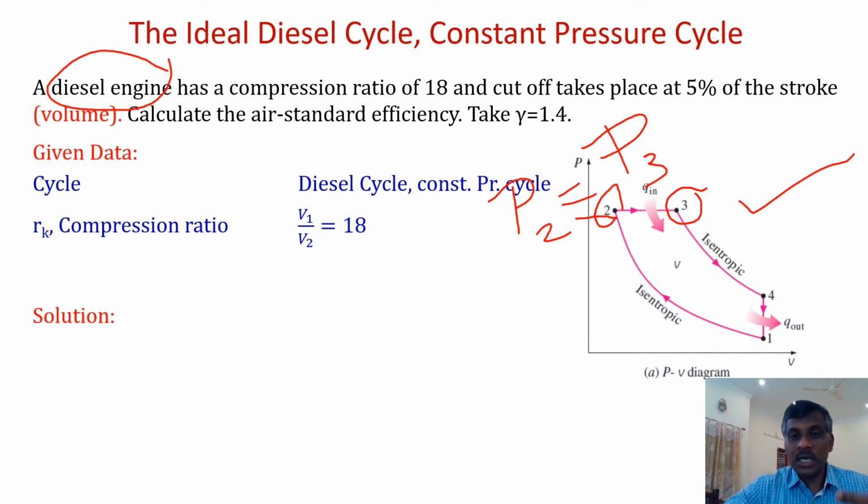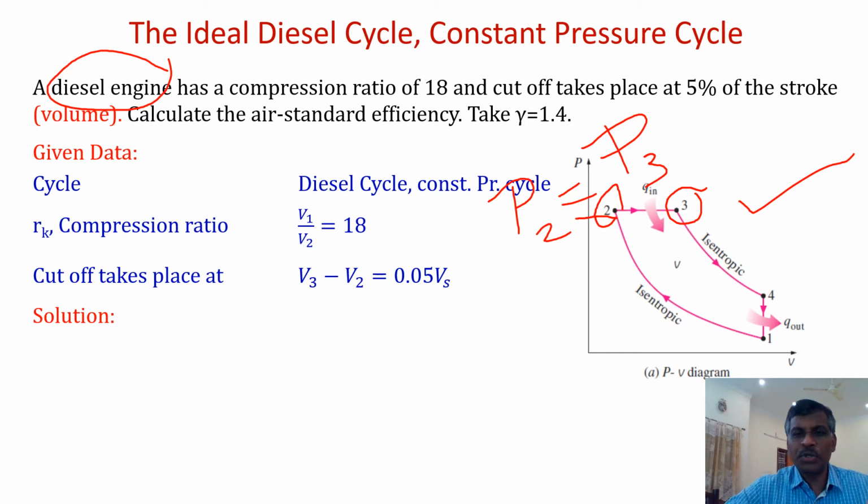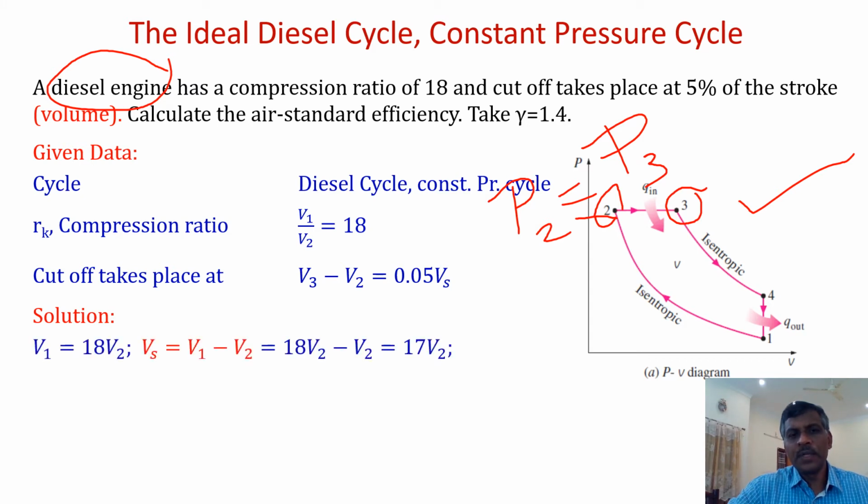Okay. So what is cutoff volume? V3 minus V2 is equal to 5%, that is 5 by 100 of swept volume. Volume swept by the piston, or stroke volume. That is a different word. Stroke volume, swept volume, displacement volume. Different words they use. And only these two data are given, and for air it is gamma equal to 1.4, and you have to take air standard efficiency. So let us take that way.